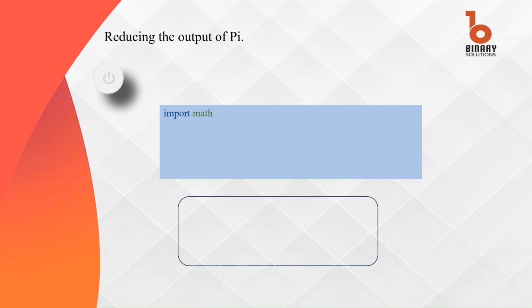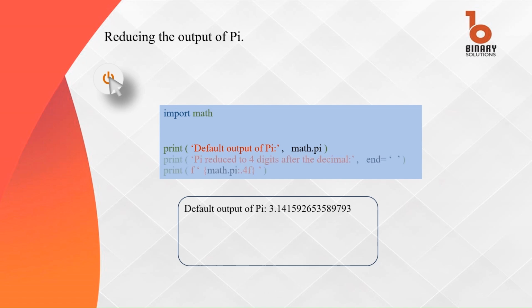Let's explore the concept of reducing the output of pi. Pi is an irrational number with an infinite non-repeating decimal representation. In Python, the math module defines pi as a floating point number, and while it defaults to displaying 15 digits after the decimal, you can format it for specific precision. For example, using a print statement with only 4 decimal point output prints pi to 4 decimal places, rounding the last digit while keeping the actual value unchanged. This feature is particularly useful in mathematical and scientific computations that require a specific level of precision.